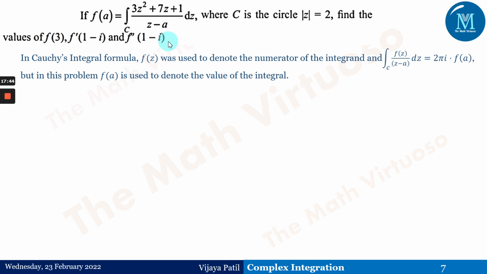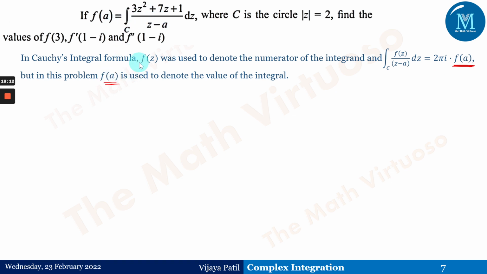First of all, we have to note that in Cauchy's integral formula, f(z) was used to denote the numerator of the integrand, and the integral of f(z)/(z − a) dz equals 2πi times f(a). But in this problem, f(a) is used to denote the value of the integral. Normally we use this as f(a), but here they have used it as the value of this particular integral.